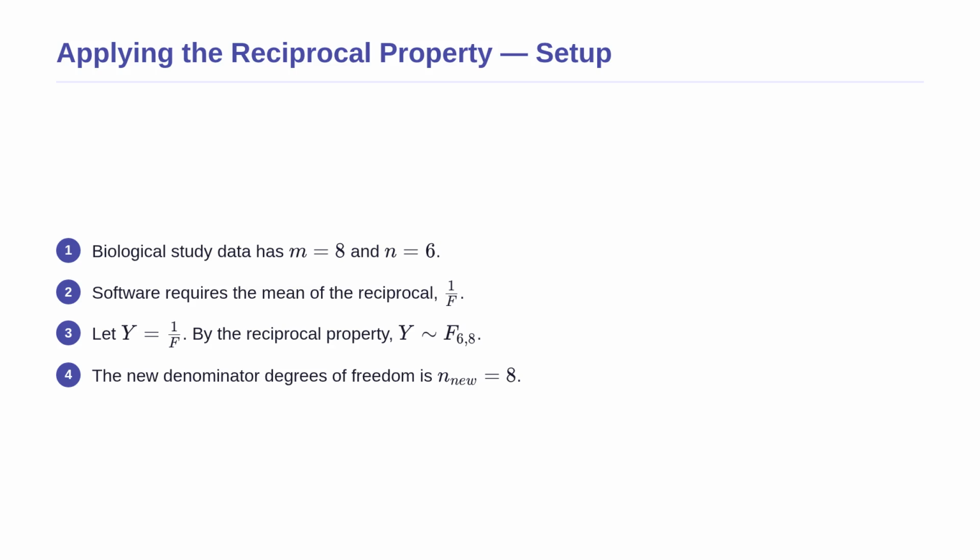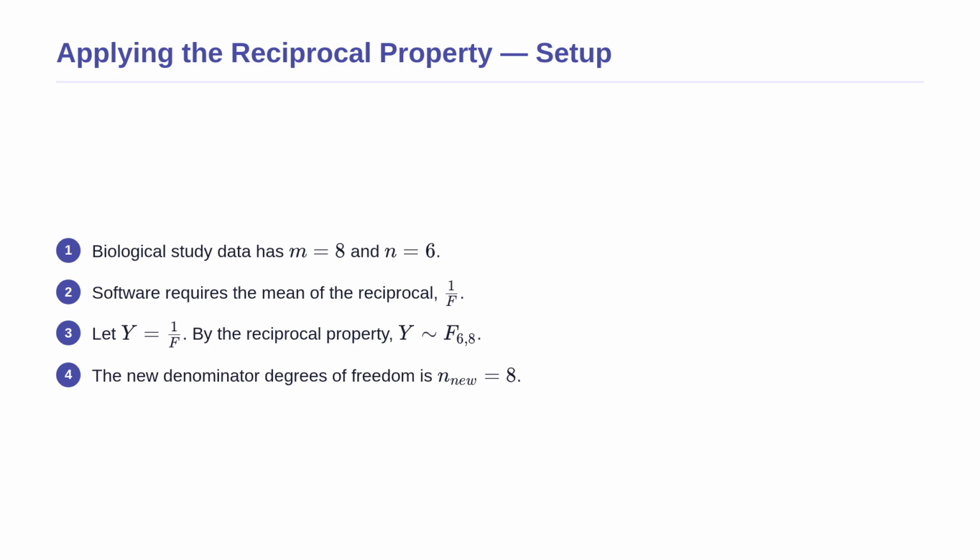Let us see how this property saves us time with a real example. Suppose you are analyzing data from a biological study. You have an F distribution with numerator degrees of freedom m equals 8 and denominator degrees of freedom n equals 6. However, your software requires the mean of the reciprocal of this distribution, 1 over f.